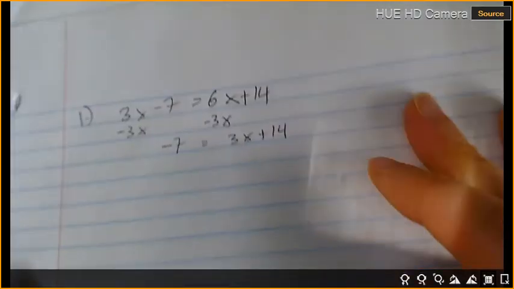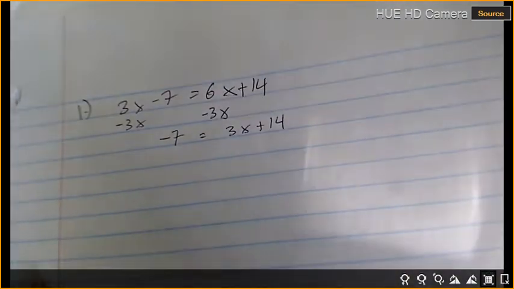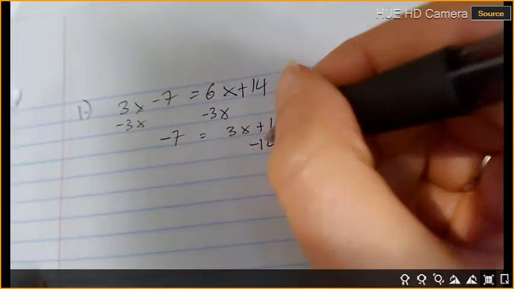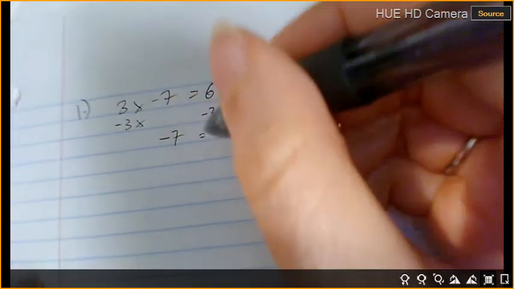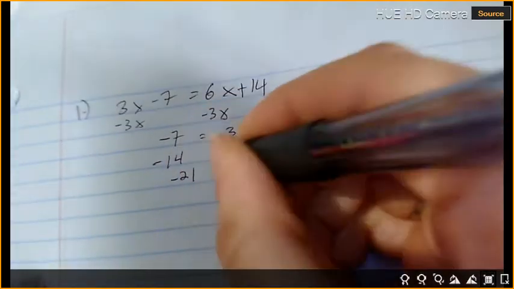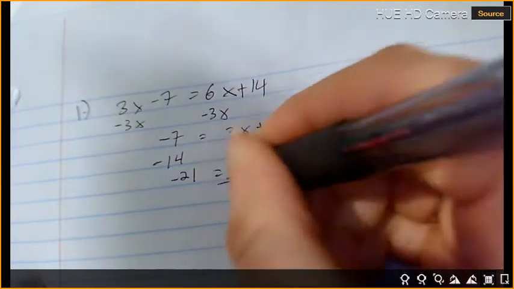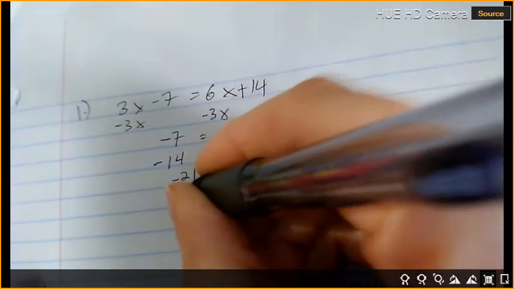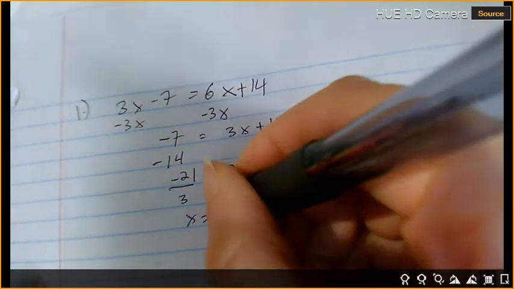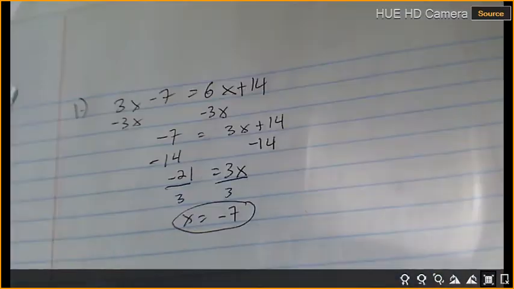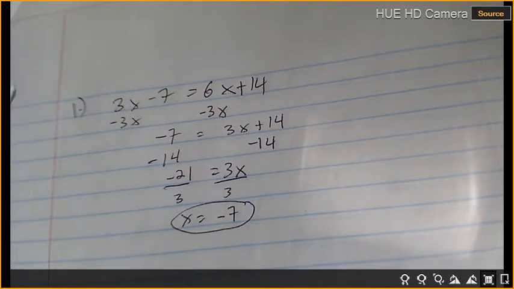Now what am I going to do? Minus 14 from both sides. And I get negative 21 equals 3x. Now I'm going to divide both sides by 3. And x equals negative 7. Okay. Now I could have done this a different way. I could have instead subtracted 6x from both sides and done all that.